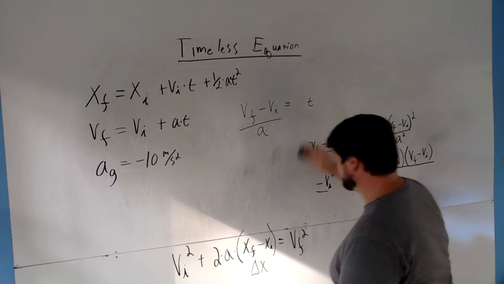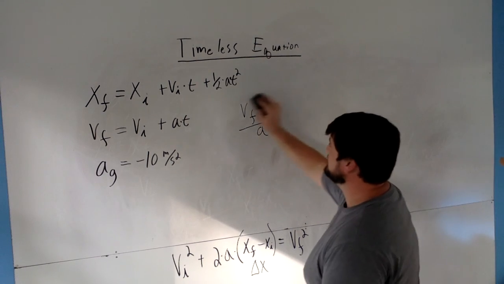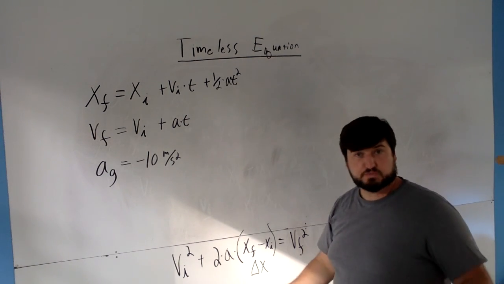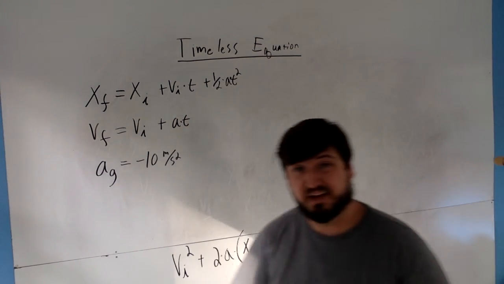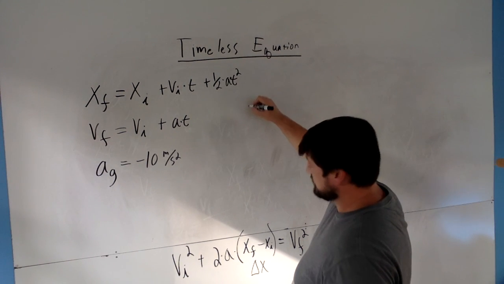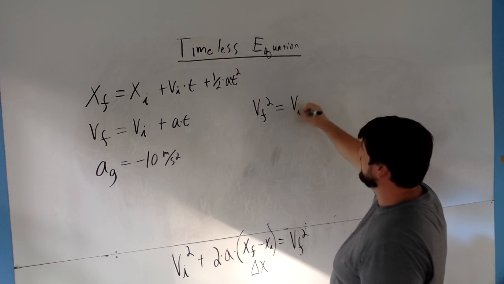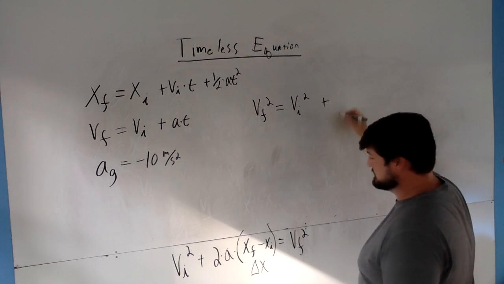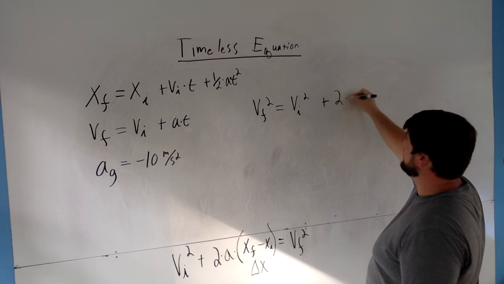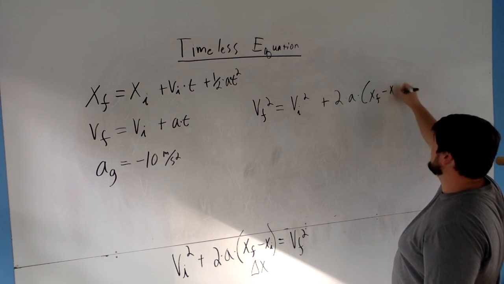Okay, so that's kind of cool, guys. We came up with an entirely new formula just by substituting for t into the original equations we already had. We came up with a new equation, and no longer do we have to have time. We can work it out without it, right? So let me make this look a little prettier. VF squared is equal to VI squared plus 2 times A times x final minus x initial.